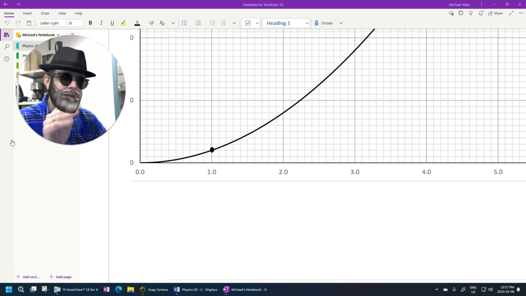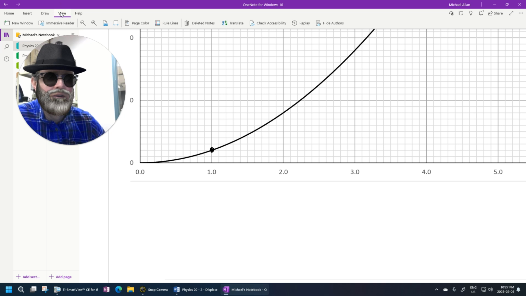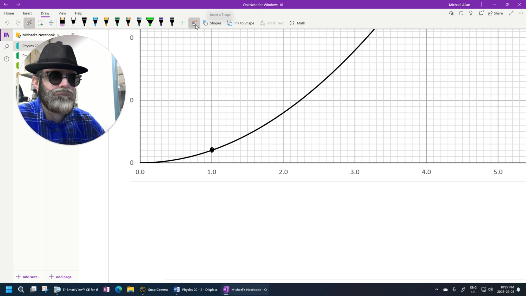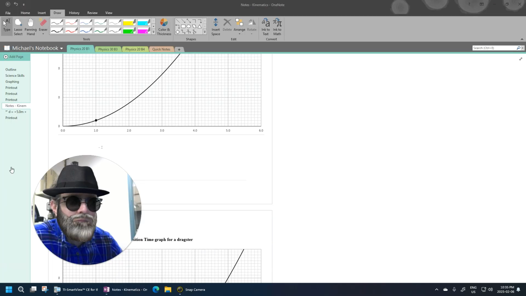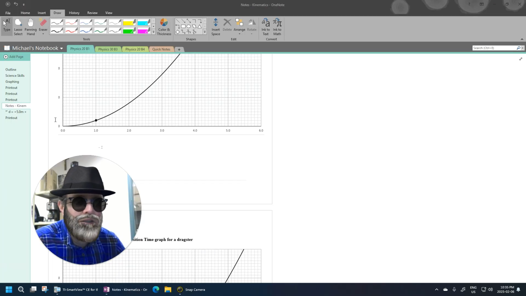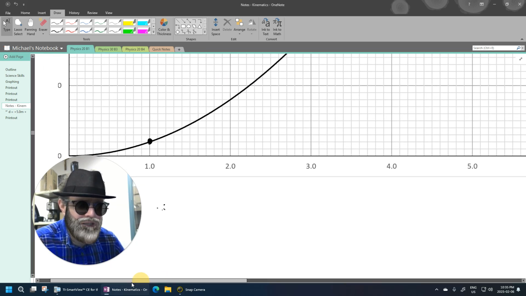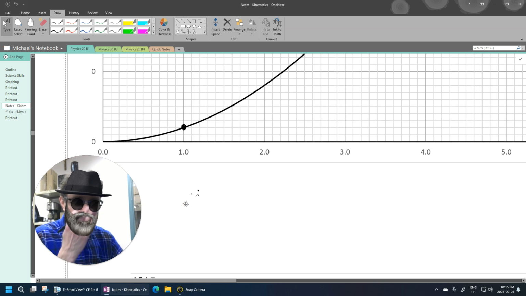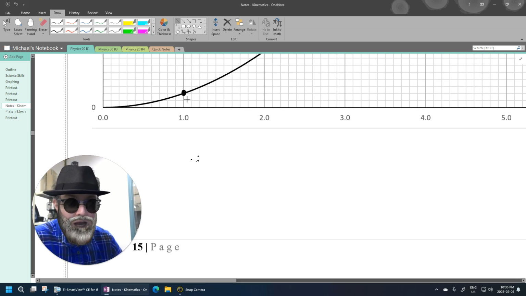Okay, so to find a tangent, we're going to take our ruler. Everyone should have a ruler because we just did the quiz. Where's my ruler on this one? All right, while I can't find my ruler, I'm just going to use a straight line tool, but you guys have a ruler, so you're going to take your ruler and draw a line.